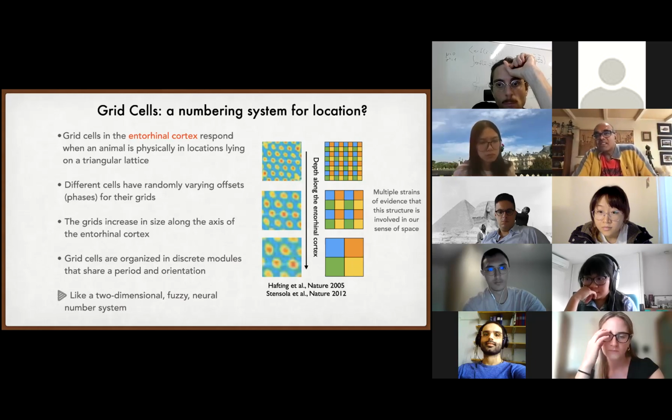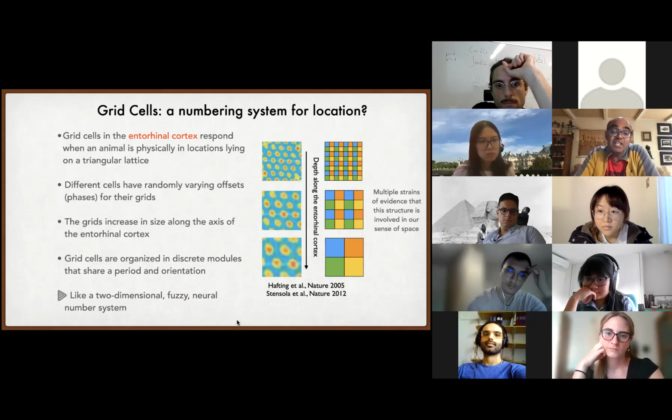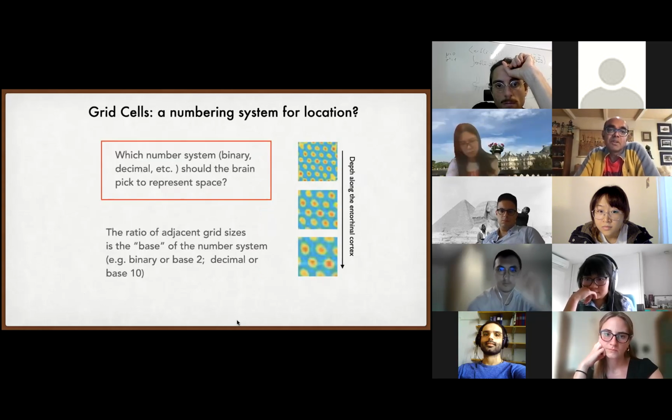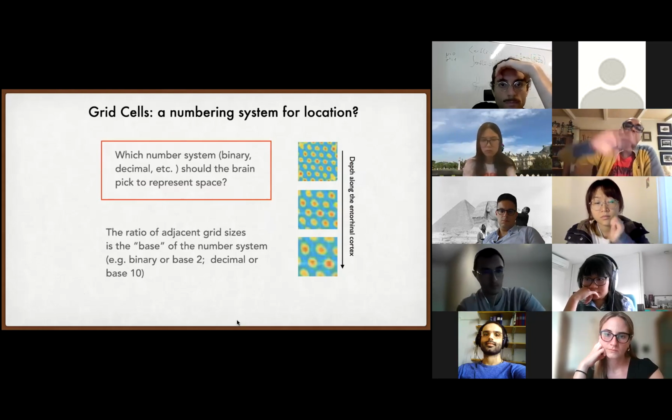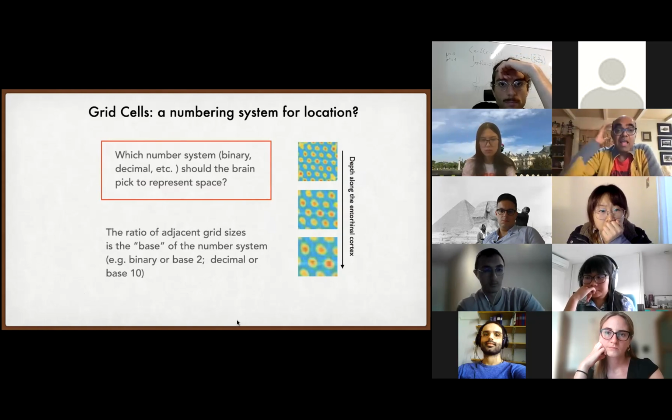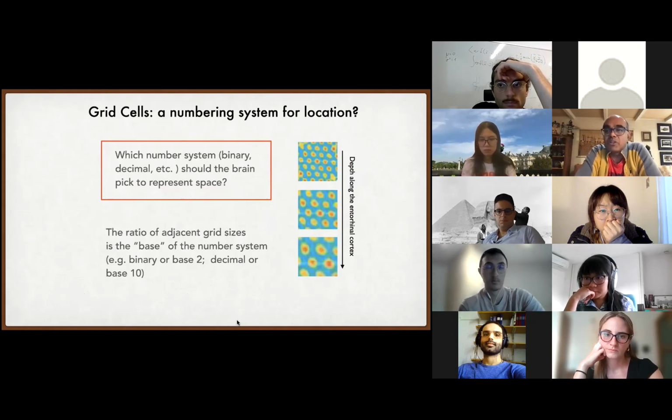So that suggests that we should interpret the grid system in the brain as a 2-dimensional fuzzy neural number system for location. Okay, so now I'm going to try to build evidence for that by saying, well, my broad hypothesis all along has been that you should be efficient in your representation of space, right? So you should be efficient in the neural representations that you have inside your head.